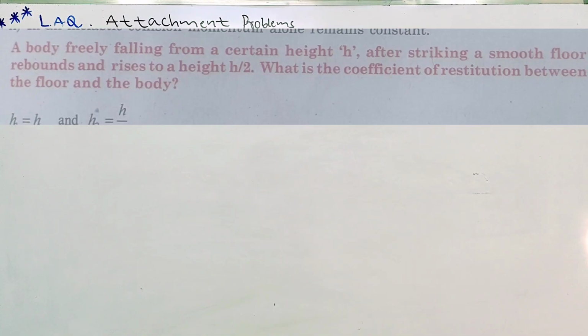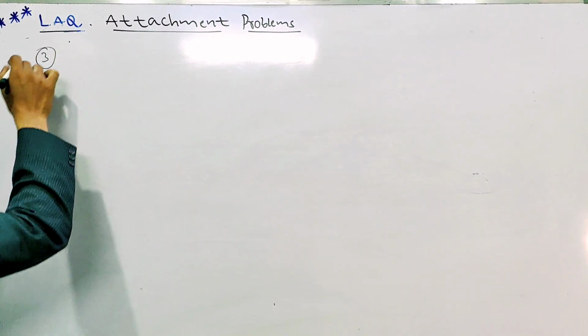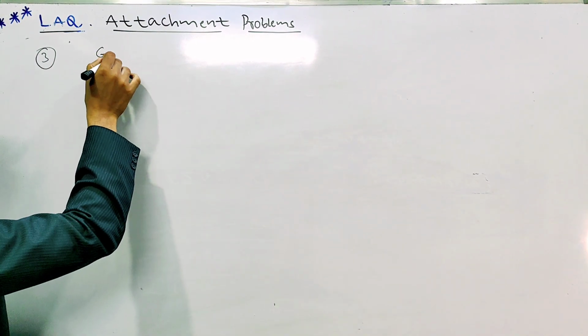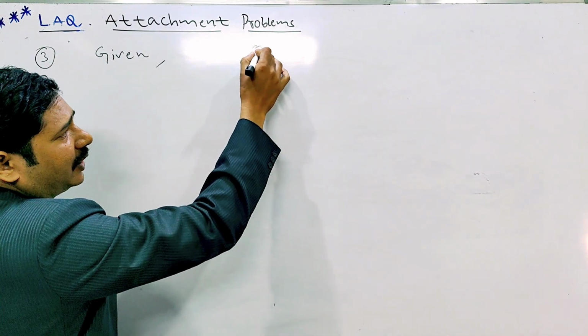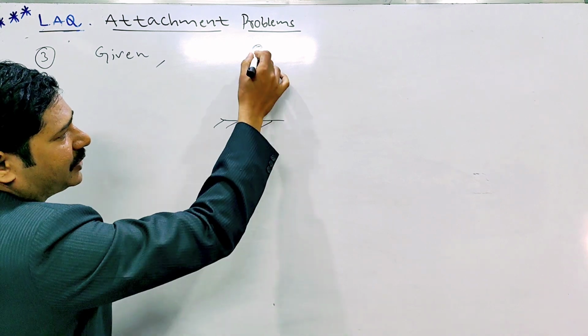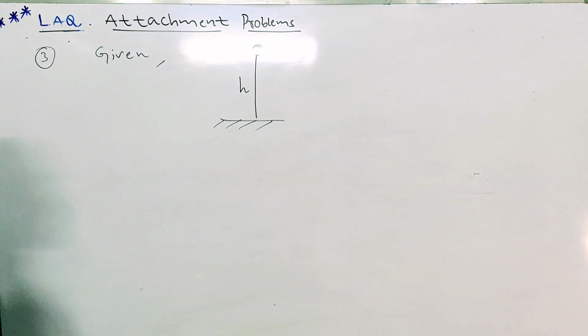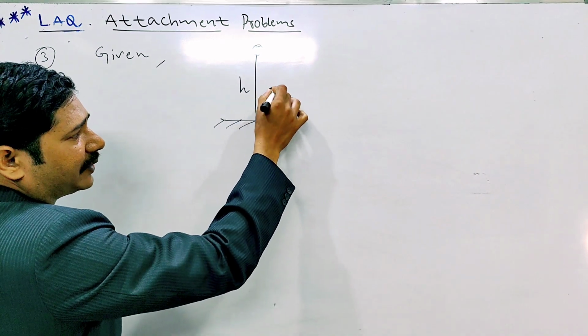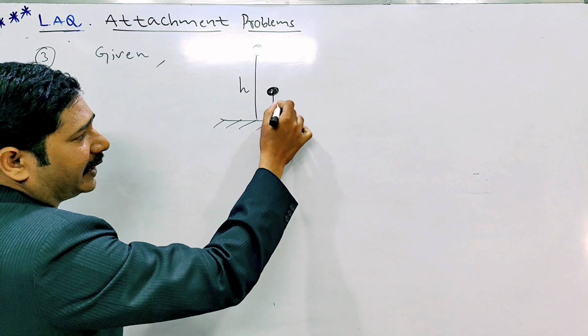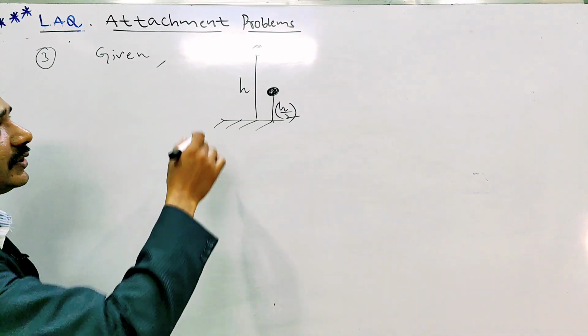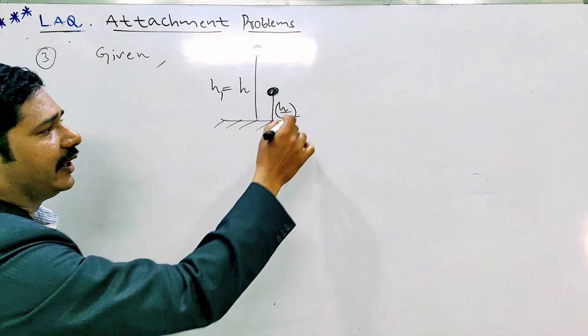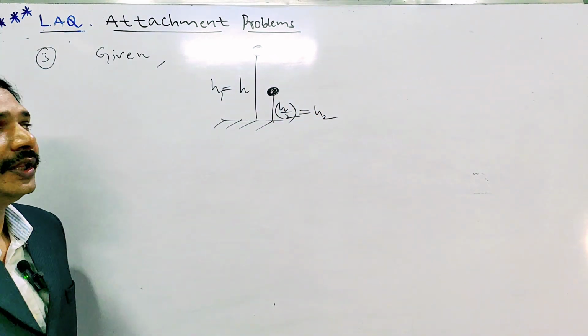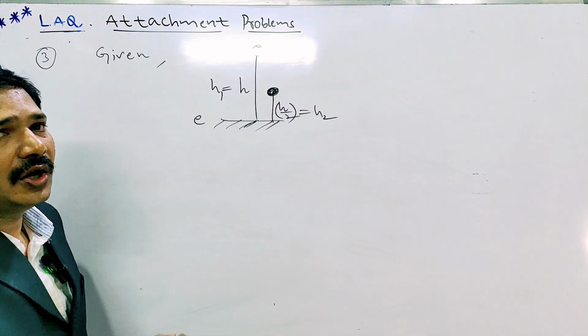A body freely falling from a certain height h, after striking a smooth floor, rebounds and rises to a height h by 2. What is the coefficient of restitution between the floor and the body? So in collision related or collision attachment problems they can ask. So what is given? A body is dropping from a certain height h. Then after striking the ground it rebounds. The rebounded height, they are saying, is h by 2, half of the height. So h1 is h, and h2 is given as h by 2. Then they are asking the coefficient of restitution between the floor and the body.